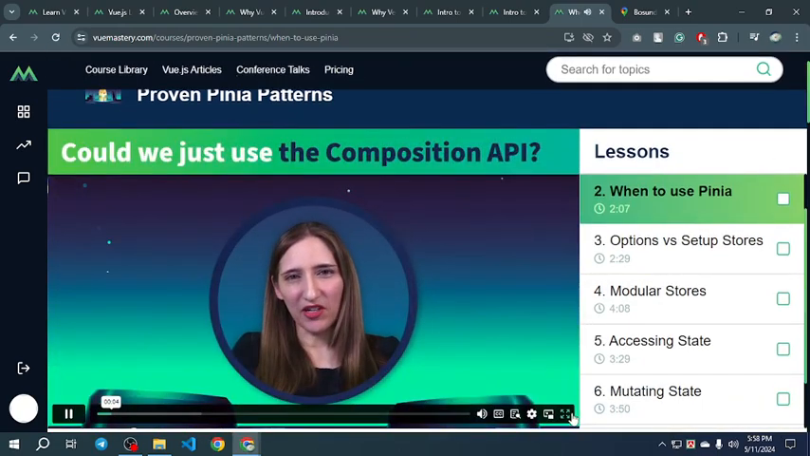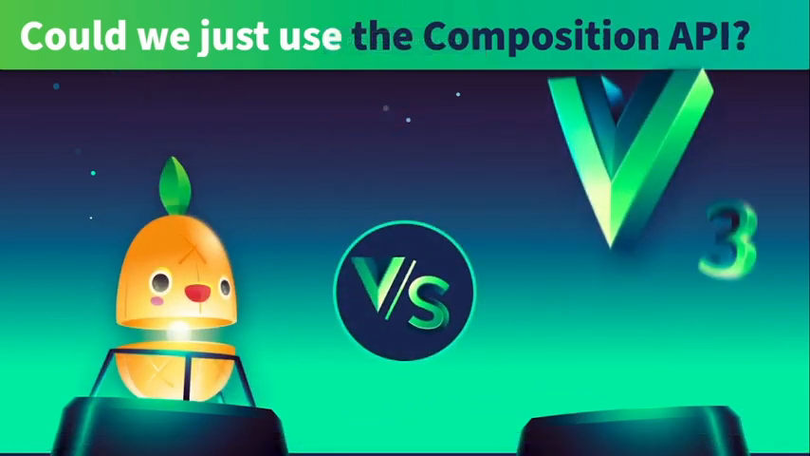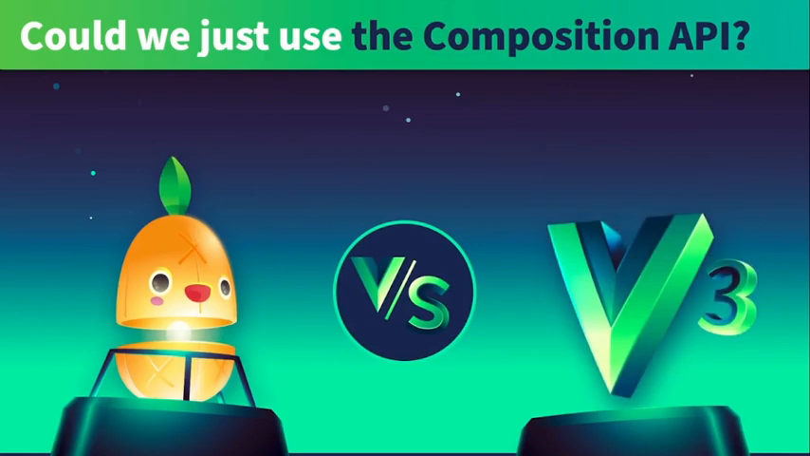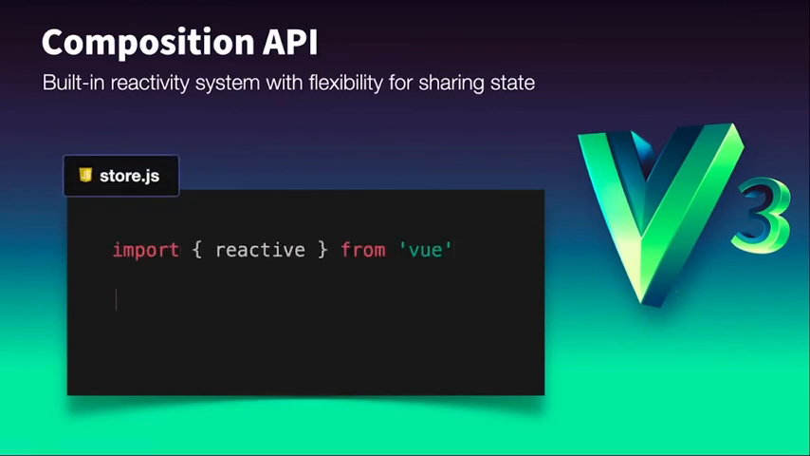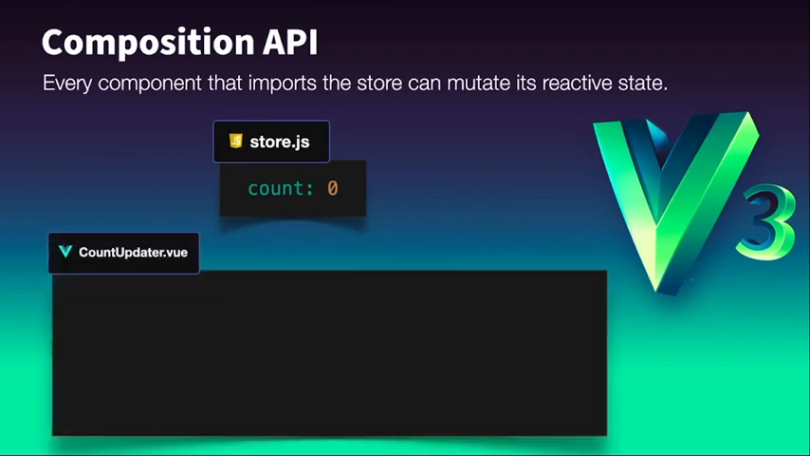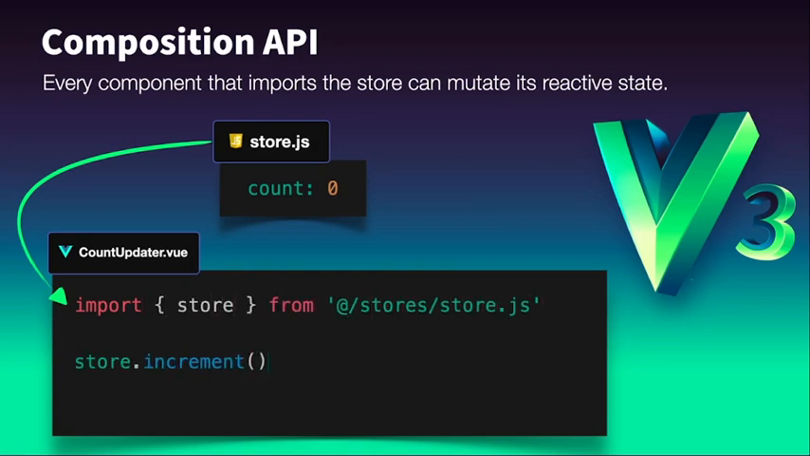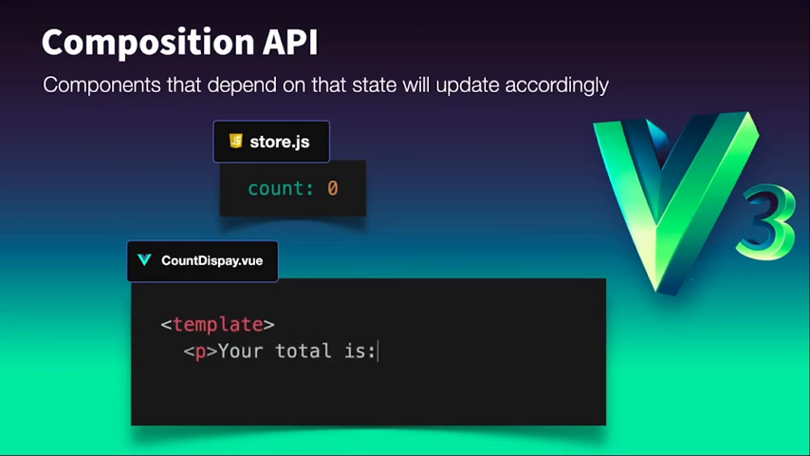Before we dive into Pinia patterns, let's get clear on why you'd want to use Pinia in the first place, especially considering that Vue 3's composition API already has a powerful built-in reactivity system with flexibility for sharing state. Just using the composition API, we can create a reactive object to serve as a store to manage global state. Then we just import that store into whichever component needs that state. Because of how Vue 3's reactivity system works, any component that imports this store can directly mutate its global state. And each component that depends on that state will update its view automatically when state changes occur.